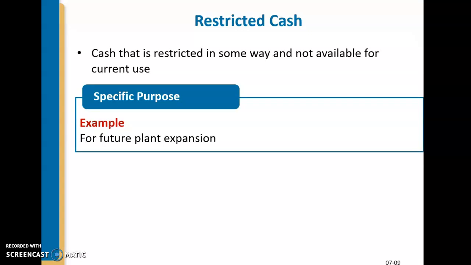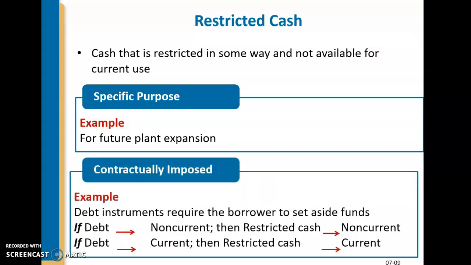Restricted cash. Restricted cash is cash that has been restricted in some way and is not available for current use. The restriction could be self-imposed by the company's management. For example, management might decide to set aside cash to be used for future plant expansions, or the restriction could be contractually imposed. For example, a debt instrument, such as a bond, requires the borrower to set aside funds, often referred to as a sinking fund, for future payments of the debt.